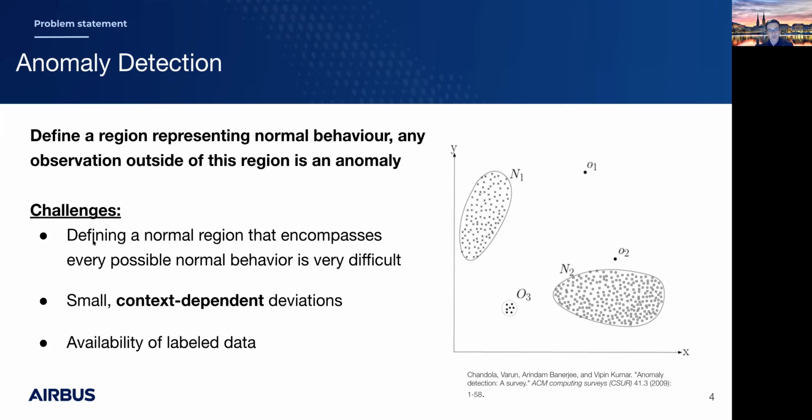But as already stated here, it's quite hard to define a normal region that encompasses every possible nominal behavior. What about this region here? Maybe you just don't have enough data, and if you gather more and more data, this region might become larger. And this is just a condition of your system which happens not as often.